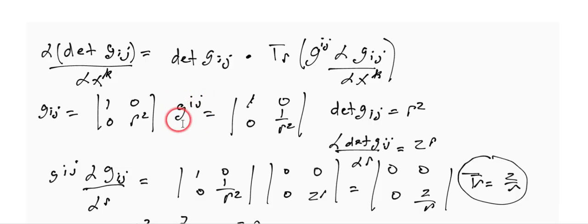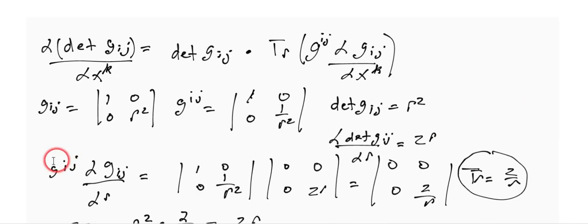So the inverse metric tensor is just [1, 0; 0, 1/r²]. All right, so we need the determinant of the metric tensor. So that's r squared, right? And we need the partial of the determinant of the metric tensor with respect to r, because that's the only coordinate we got. We got r and theta, but there's no thetas anywhere, so there's no point in doing it. Everything would be 0. And 0 always equals 0. So the partial with respect to r is 2r.